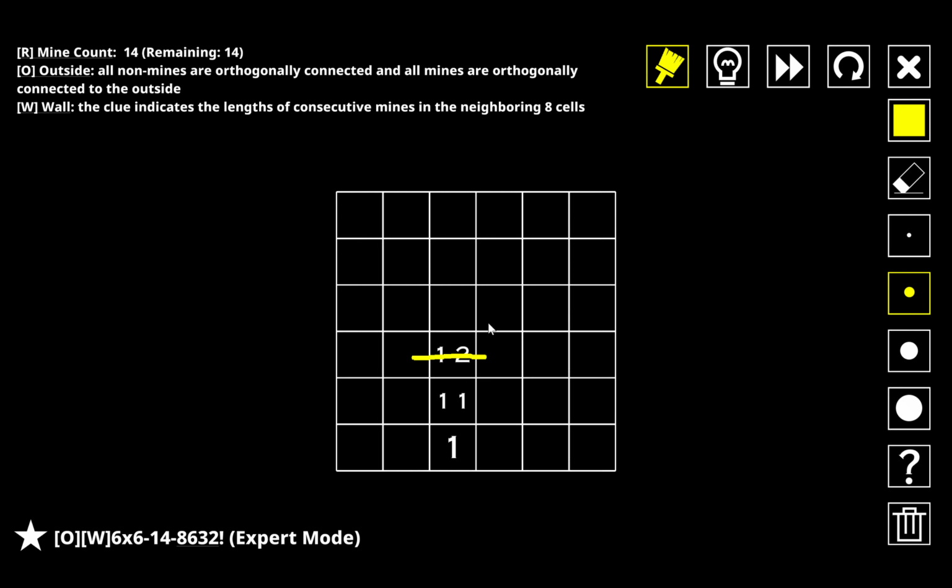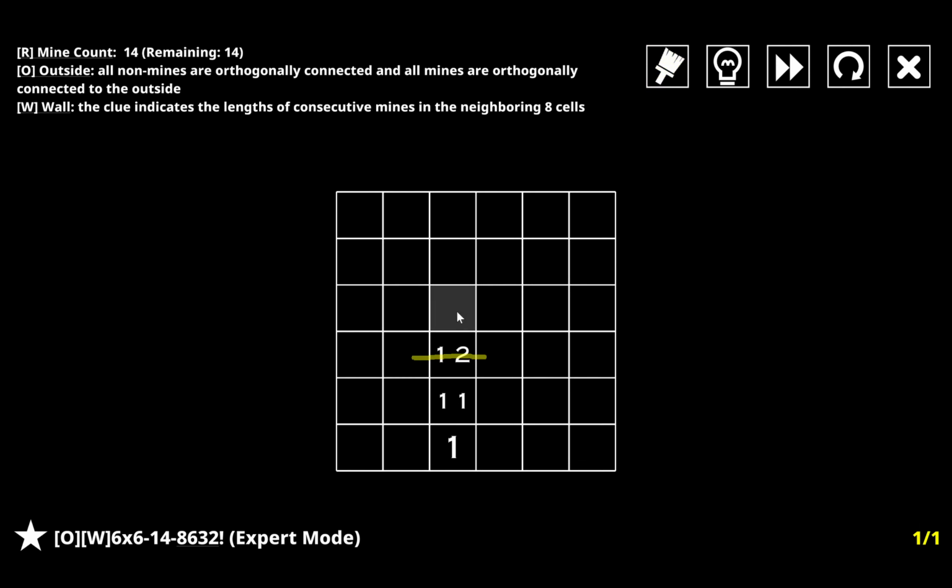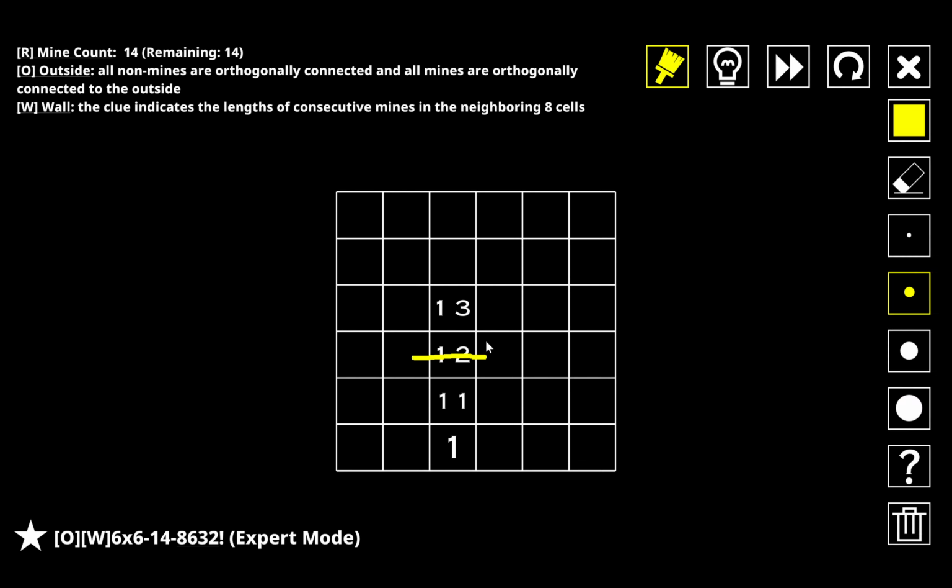Okay, so then we know there's exactly 1 mine in this region right here, and there's 1 mine somewhere around here. But importantly, this tells us there cannot be a mine up here, because if there were, then there would be an unavoidable checkerboard pattern somewhere, since we can't have a group of size 3. So we can just mark this as a non-mine. Now then.